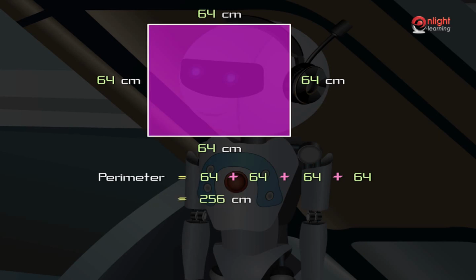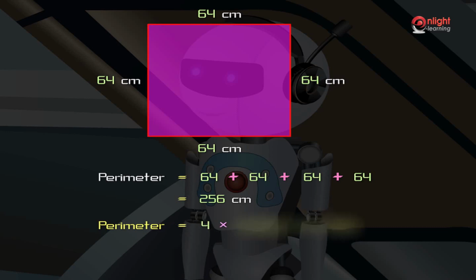This can be solved much quicker if we directly use the formula: perimeter of a square is equal to 4 times the length of a side, which is equal to 4 times 64, which is equal to 256 centimeters.